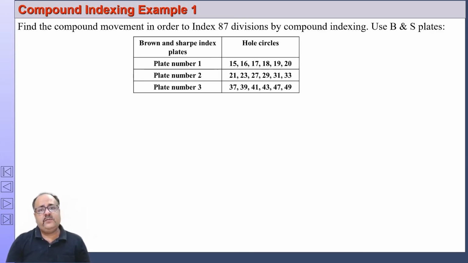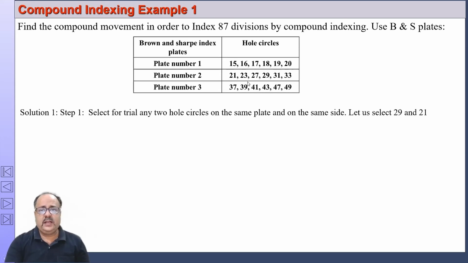So let's solve a problem and then you will understand in a better way. You are required to divide 87 divisions by compound indexing, and the plates are given to us, and we have to select 2 hole circles. We'll select 29 because 29 into 3 will be 87. So 29 has to be selected. The factors of 87 are 29 into 3. So we have to select the 29 hole circle, and we have to select another hole circle on the same plate.